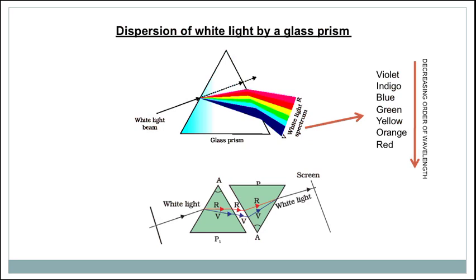So the spectrum is the band of all 7 colors formed due to the dispersion of white light, that is, the splitting of white light. Why does light split? Due to the change in the speed of light while passing from one medium to another.